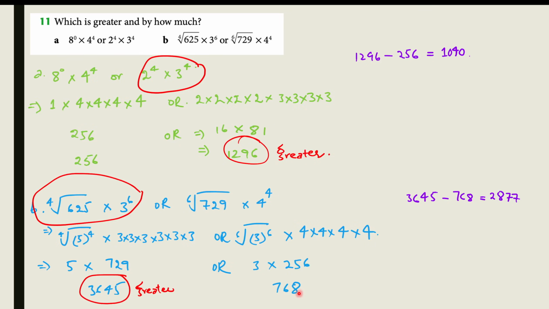Now the comparison of the two values. The first expression is 3645. The second is 768. Since 3645 is greater than 768, the first expression is greater. By how much? In here, 3645 minus 768, and we get 2877. Therefore, the first expression is greater by 2877. That's all for question number 11.